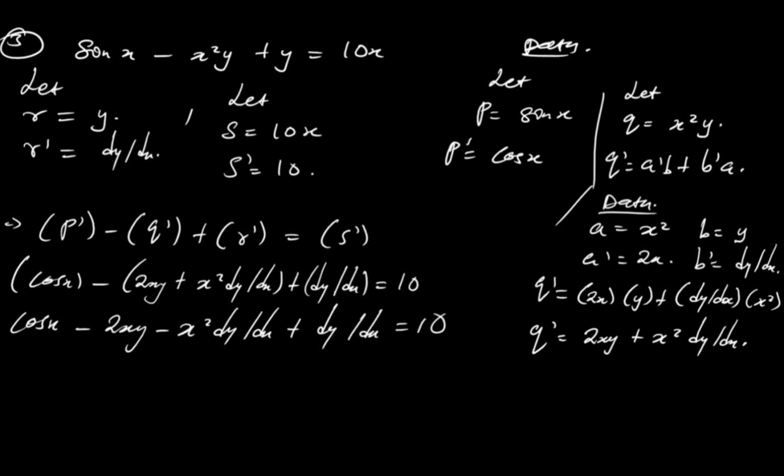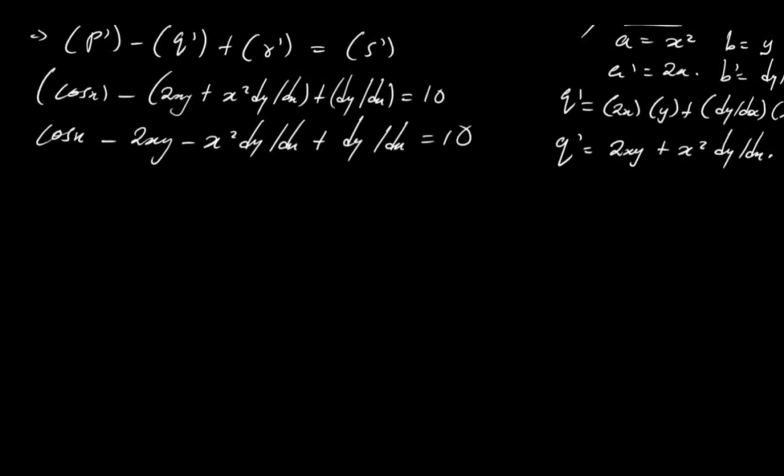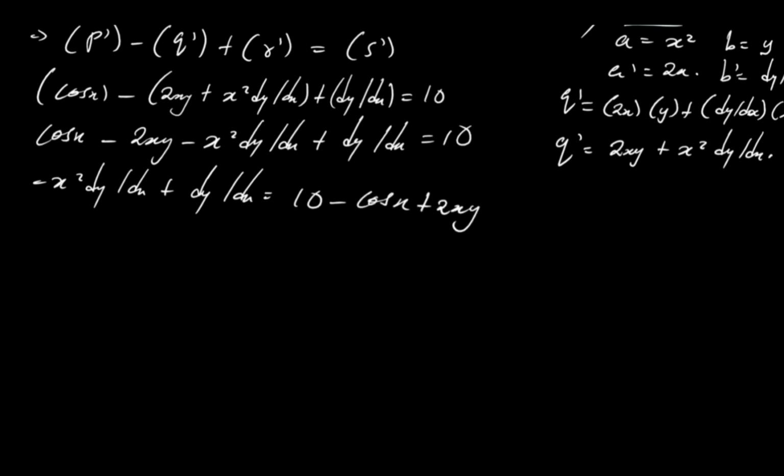Now, at this point, all we need to do is to make dy over dx the subject of the formula. So by doing so, we'll have negative x squared dy over dx plus dy over dx being equal to 10. The cos x comes to the other side and it's going to be minus cos x. The negative 2xy goes to the other side and it's going to be plus 2xy. Now basically we just have to factorize this.